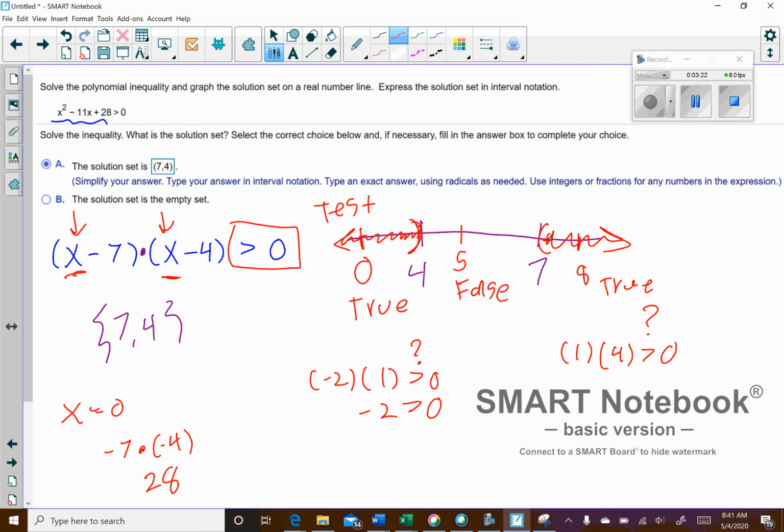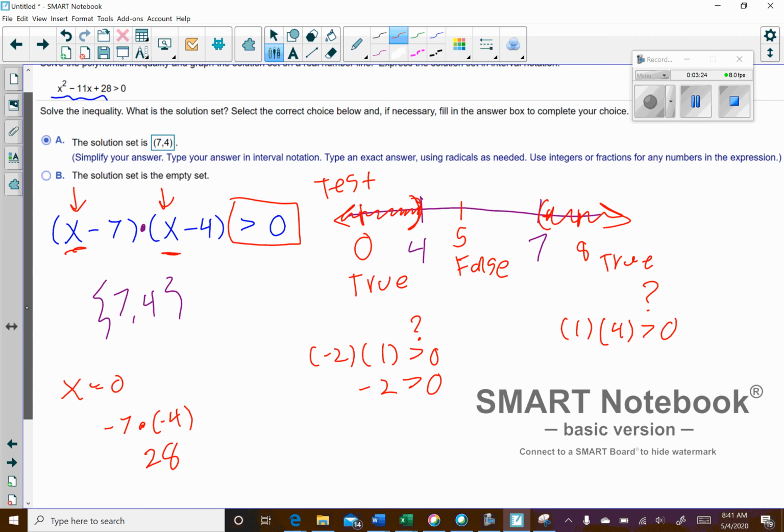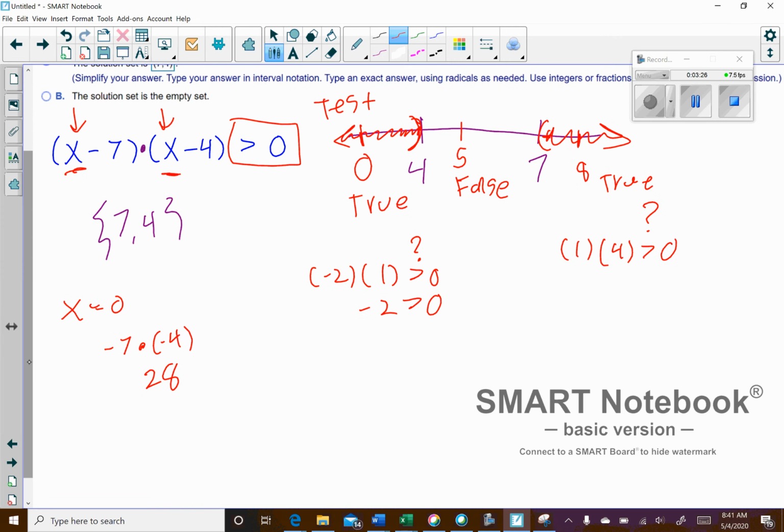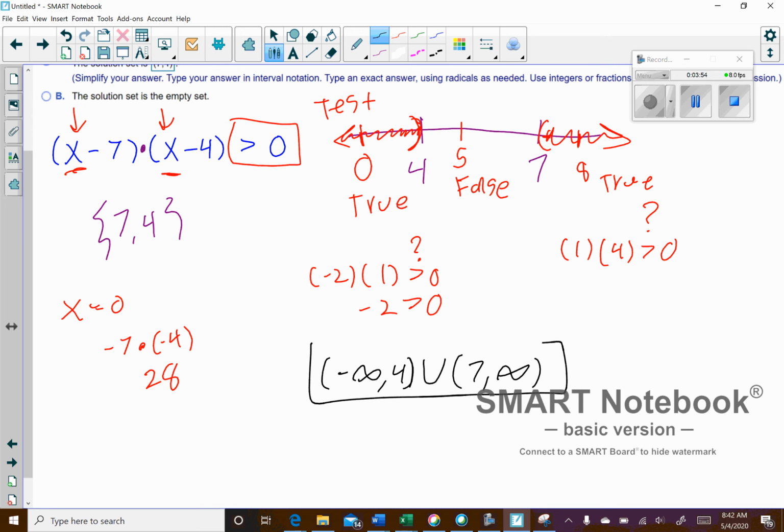Now, the last part you have to do is write this in interval notation. So you always want to go from left to right. Our left interval right here is going to be from -infinity to 4. And then we're going to use the union symbol that you should see in your toolbar, union from 7 to infinity, and that's that second part right there. And that's the solution for that one.